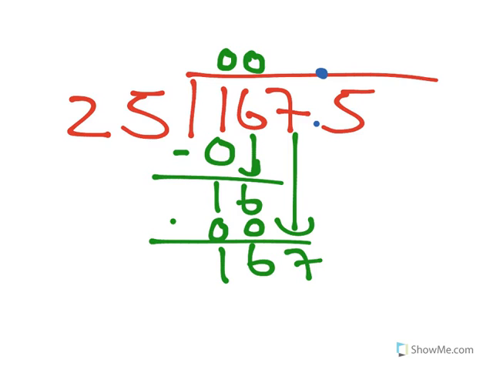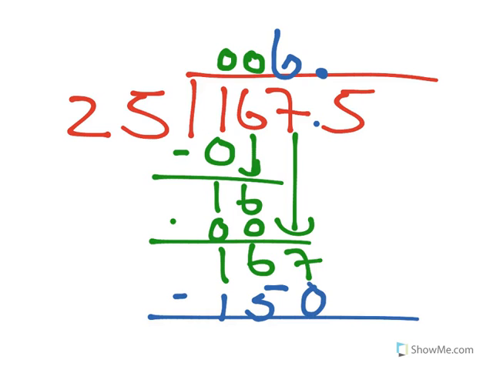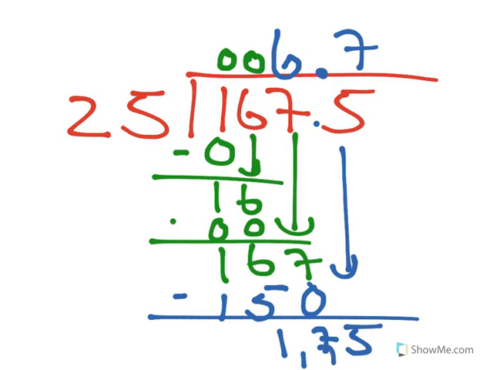Now, if I look at that, it's going to go in 6 times. So I'll put a 6 above the 7, because 6 times 25 is 150. Subtract. Bring down the 5. And since 6 times 25 is 150, now I got 75, so I know it's going to be 7. It does terminate, so my answer to this problem is 6 7/10.